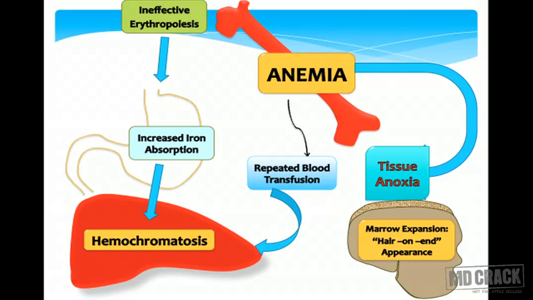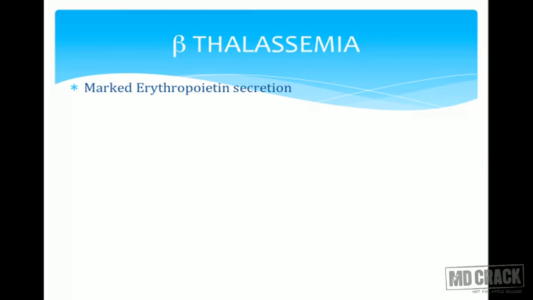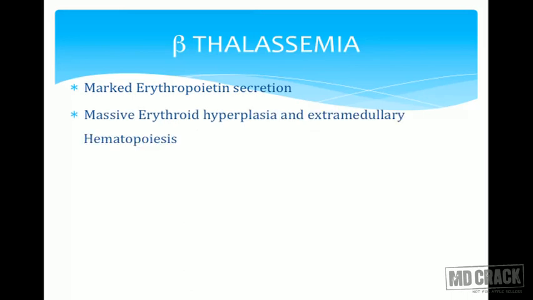So this is the pathogenesis of the anemia and its complications in thalassemias. Beta thalassemias are characterized by marked erythropoietin secretion as a compensatory mechanism. There can be massive erythroid hyperplasia.